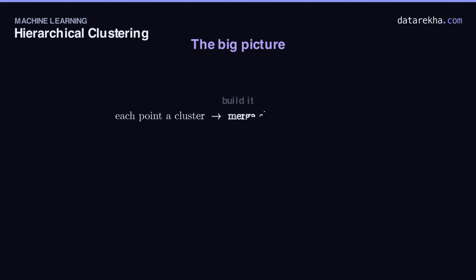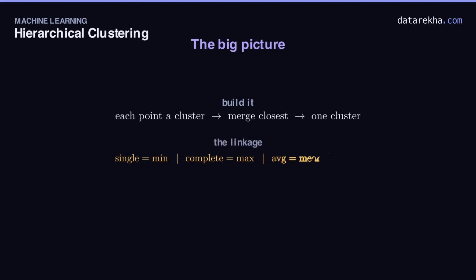Let's tie it all together. Agglomerative clustering starts with every point alone, repeatedly merges the two closest clusters, and stops when just one remains. No k required upfront. How close two clusters are depends on the linkage. Single takes the nearest pair and tends to chain. Complete takes the farthest and stays compact. Average takes the mean, and Ward keeps the variance low.